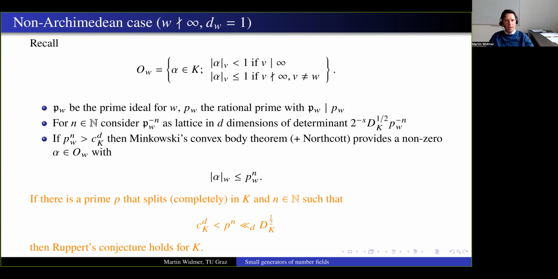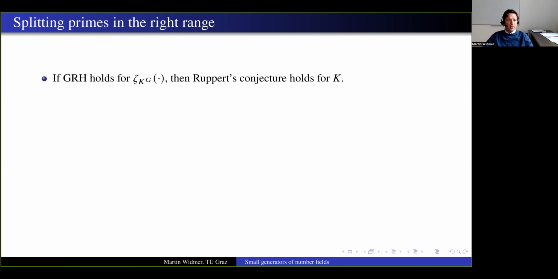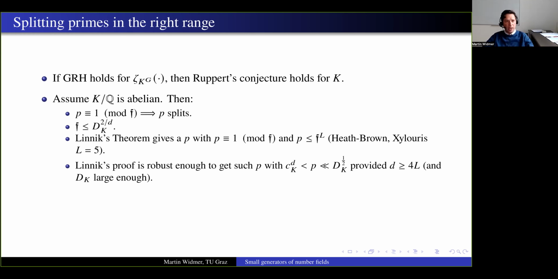Okay, so we're in the usual business of trying to prove the existence of a prime, say a splitting prime here, of the right size. What we need is certainly true if GRH holds for the Dedekind zeta function of the normal closure of k. But of course, we would like to have an unconditional result. One case in which we can prove such a result is when k over q is abelian of sufficiently large degree. In this case, a sufficient condition for splitting can be formulated as a congruence condition modulo the conductor f. And the conductor f is well controlled in terms of the discriminant. Linnik's theorem gives us a prime in the residue class 1 mod conductor and of size at most f to some absolute L. And thanks to the work of Heath-Brown and Xylouris, one can take L to be 5.